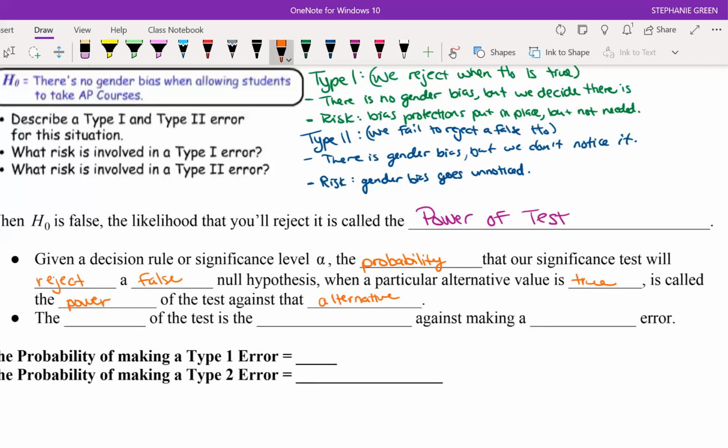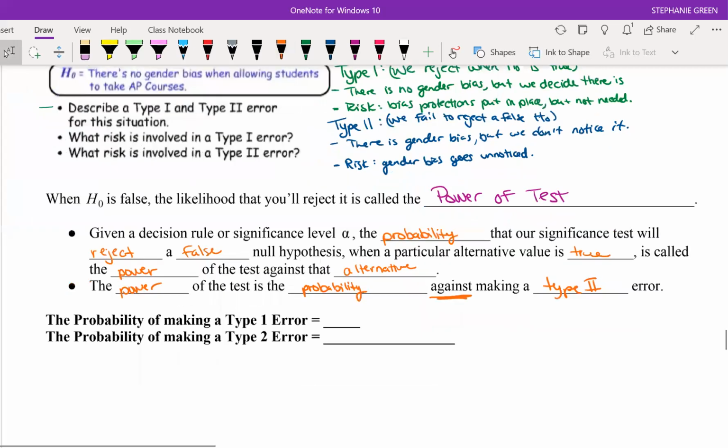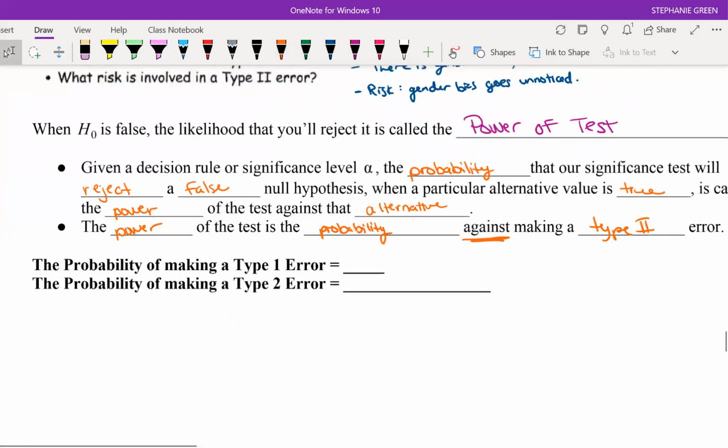The power of the test is the probability against making a type 2 error. It's the probability that we don't make a type 2 error. So we have some formulas then that we can use to find the probability of making these errors.